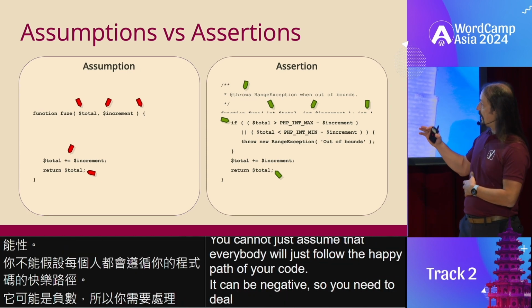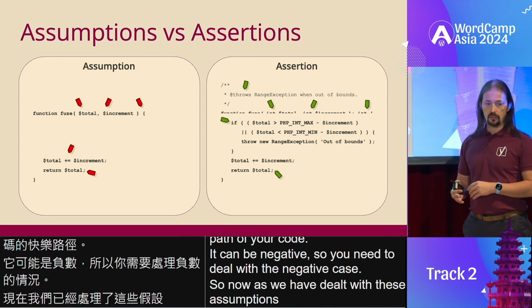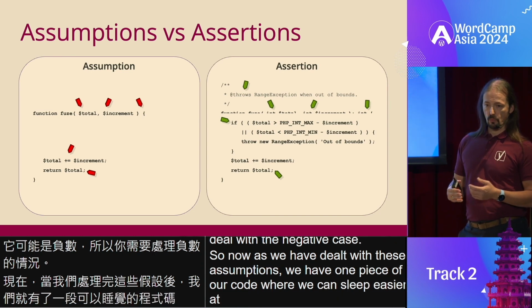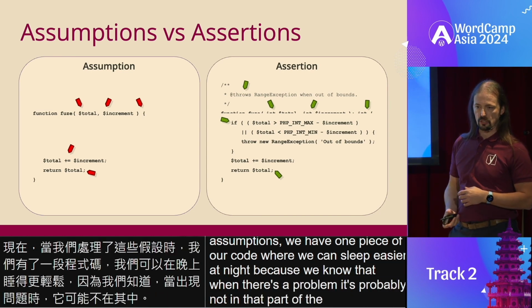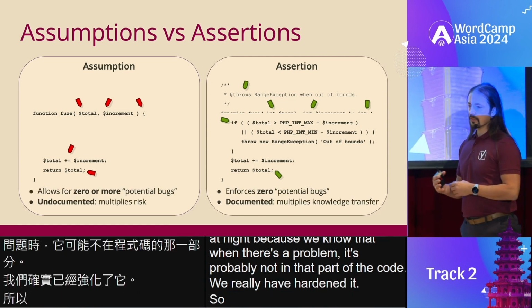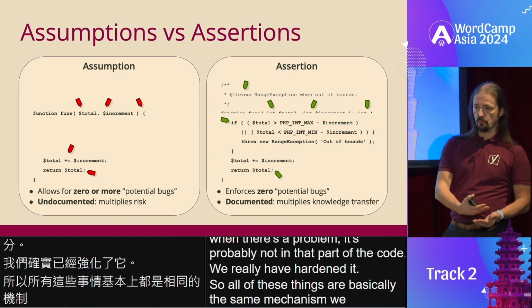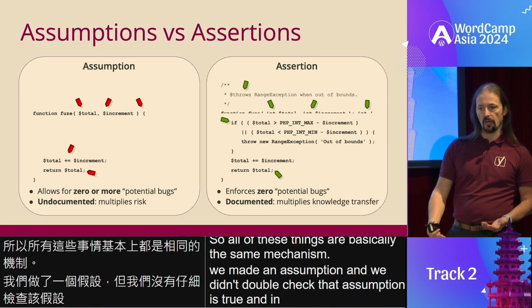So now, as we have dealt with these assumptions, we have one piece of our code where we can sleep easier at night, because we know that when there's a problem, it's probably not in that part of the code. We really have hardened it. So all of these things are basically the same mechanism. We made an assumption and we didn't double check that the assumption is true, and in case it is wrong, it is a bug.